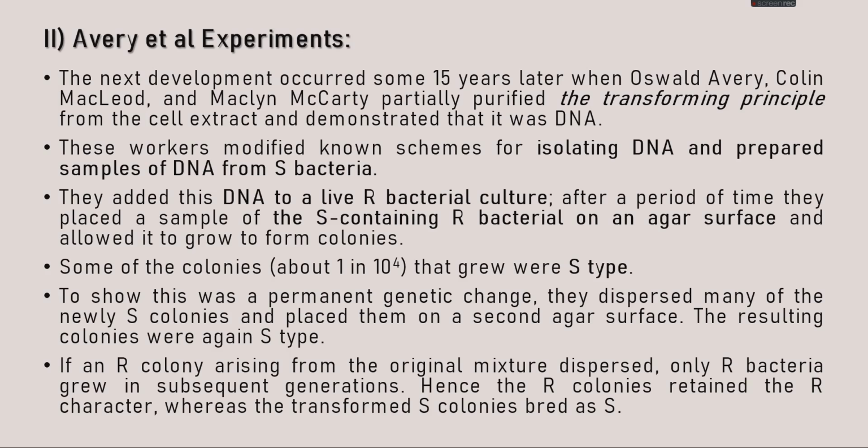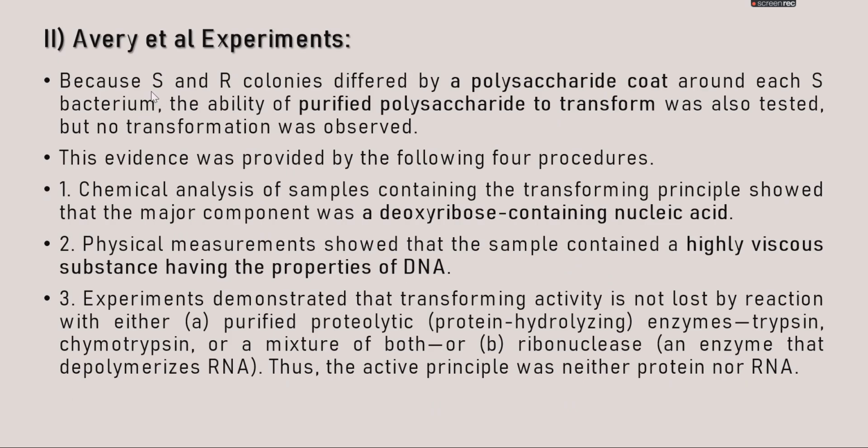When they dispersed these S colonies and placed them on a second agar, the dispersed colonies were again of S type. Similarly, the R colonies they grew on the agar medium were also dispersed and transferred to a new agar surface, and these R colonies retained the R character, whereas the transformed S colonies retained the S character. The R and S colonies differed only in the presence of a capsule, the polysaccharide coat present around the S bacteria.